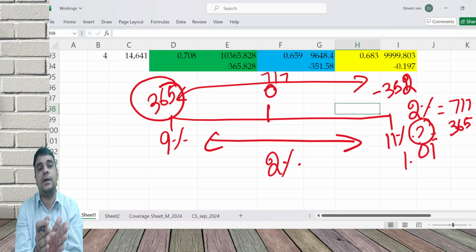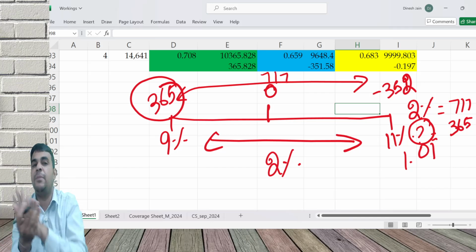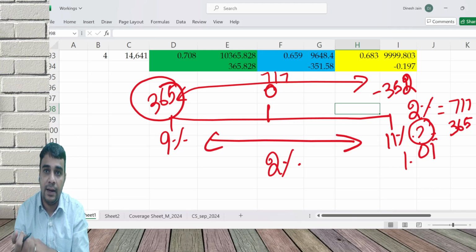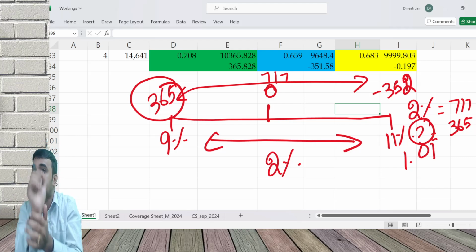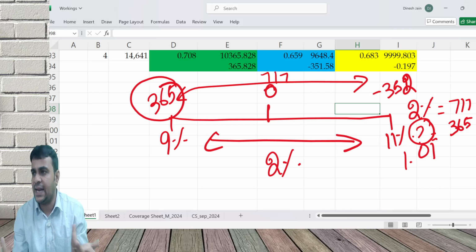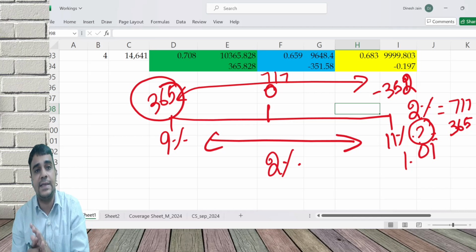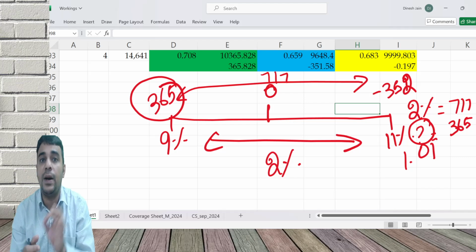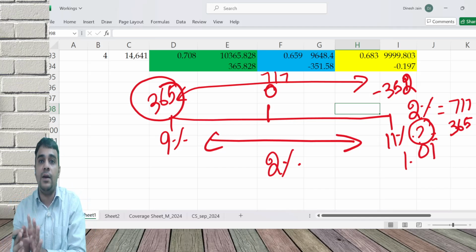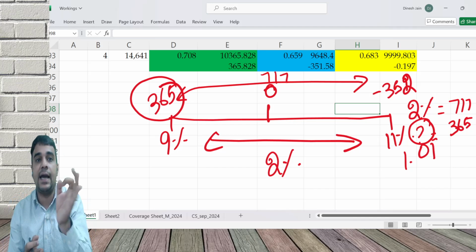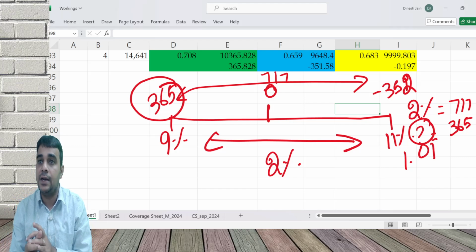This 2% unfortunately made my positive become negative. I am wanting that exact zero, and getting exact zero is very difficult. So what I did, I said 2 is equal to 717, question mark is equal to 365. You told me 1.01, 9 plus another 1.01. IRR is 10.01, which is the approximate answer. Exact answer is 10%.